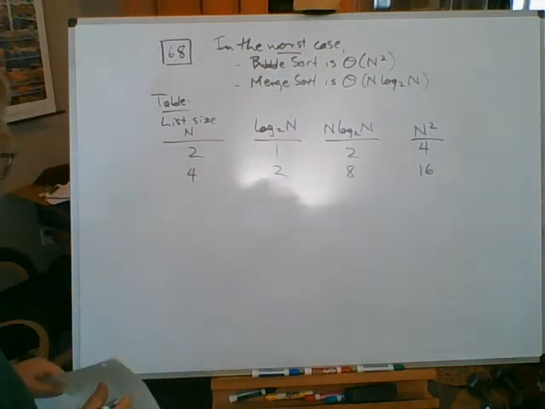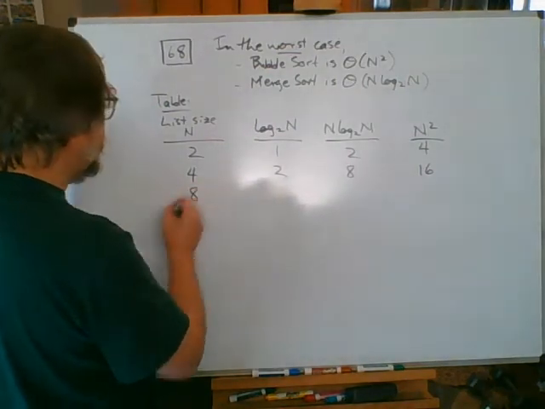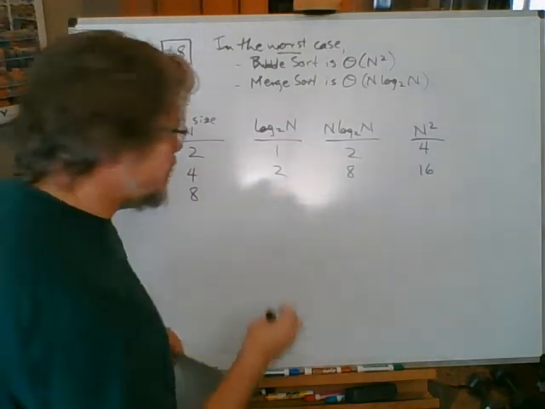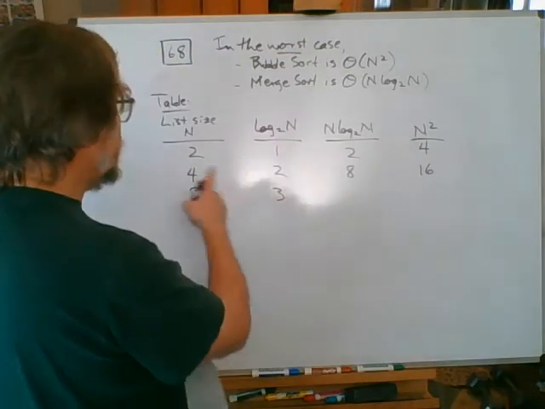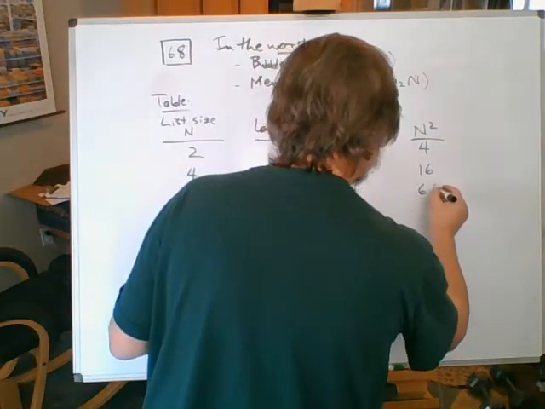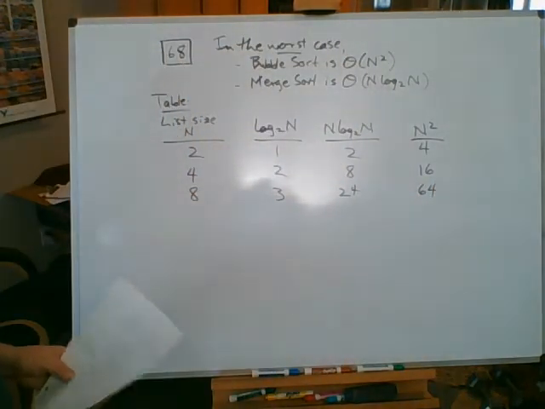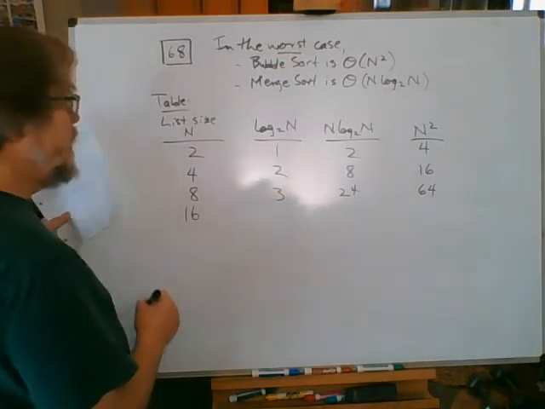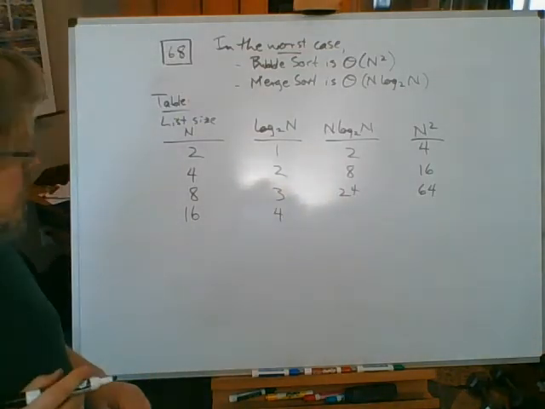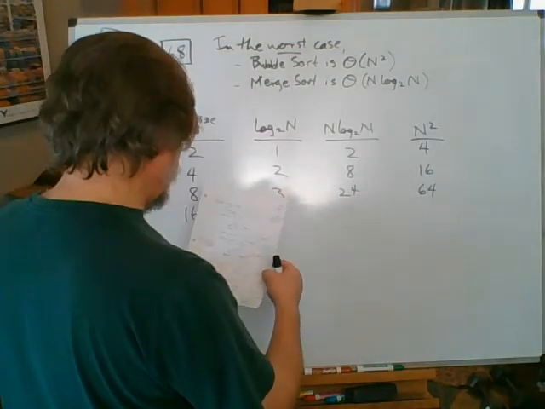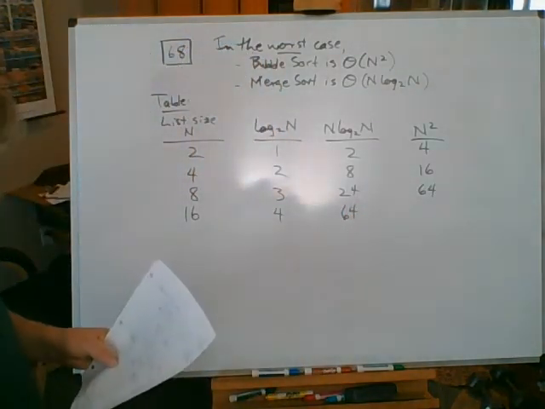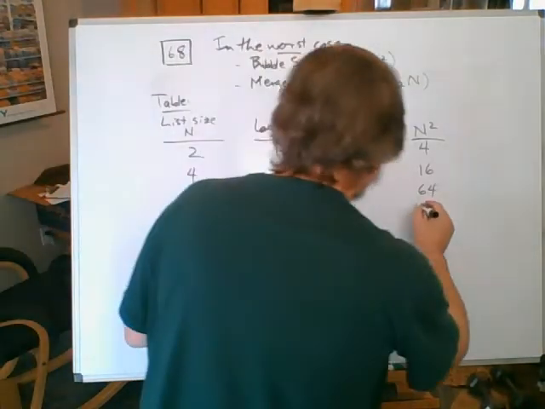See if I can pick up the pace just a little bit. The next list size I might be interested in is 8. Log base 2 of 8: the exponent I put on 2 to get 8 is 3. N times log n, 8 times 3 is 24. N squared, 8 times 8 is 64. Just a few more. 16. The exponent I put on 2 to get 16 is 4. These 2 multiplied together, I'm going to have to cheat and look, is 64. 4 times 16 is 64. 16 squared is 256.